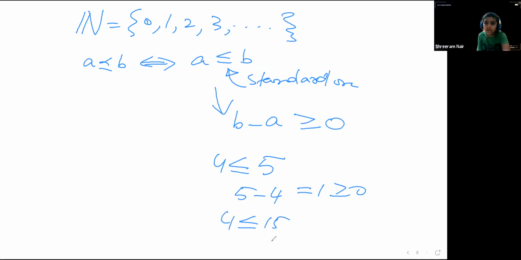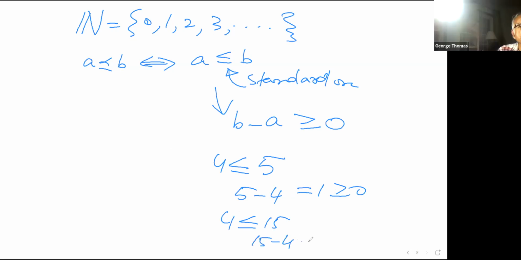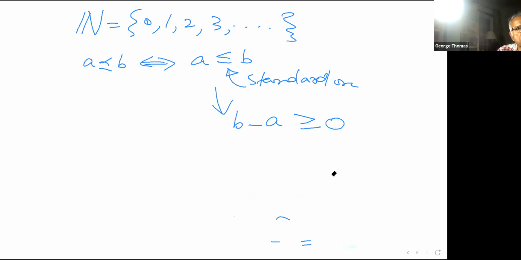Yes. Why is 4 less than or equal to 15? Because 15 minus 4 is 11, bigger than or equal to 0. We know this, but I'm trying to explain this condition. This is the standard less than or equal to. This is a partial order. Is it a partial order?